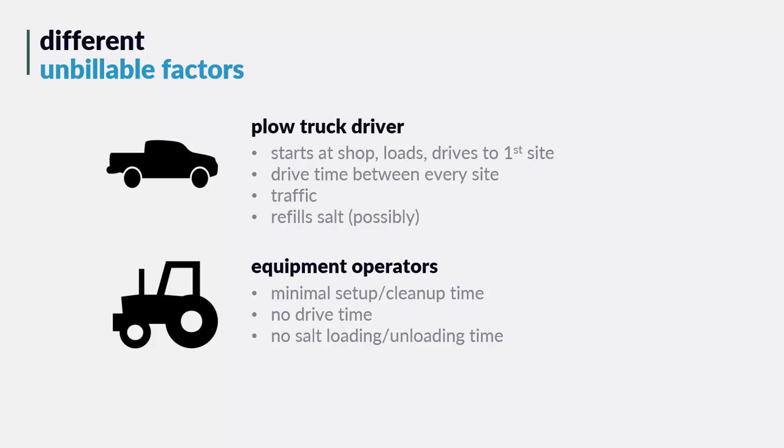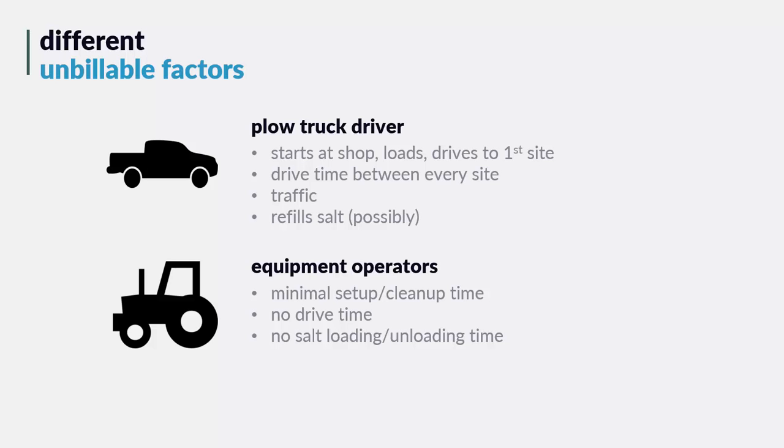Equipment operators, on the other hand, typically have a very low unbillable time. Their setup time at the beginning of the shift is minimal. Oftentimes their equipment is parked right at the lot that they're working, so they simply drive to the lot, clock in, and they're ready to start. They typically have little drive time, probably none. Some contractors certainly move equipment from site to site, but in the case of a tractor that's parked at a mall that stays there and plows all night, you've got no downtime affecting your unbillable factor. And equipment, again, typically doesn't carry salt, so there's little to no salt loading or unloading time.